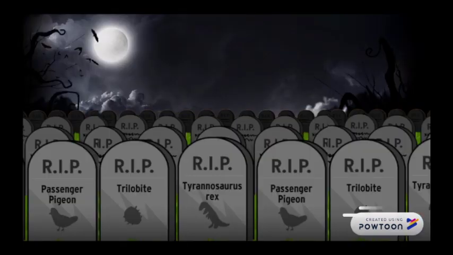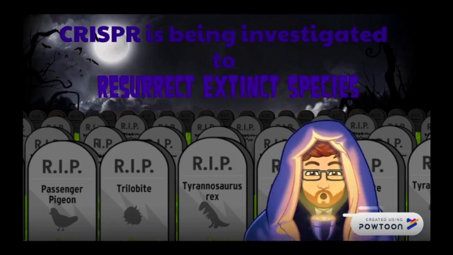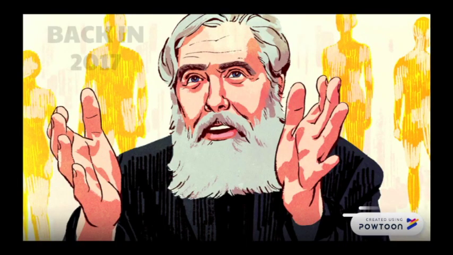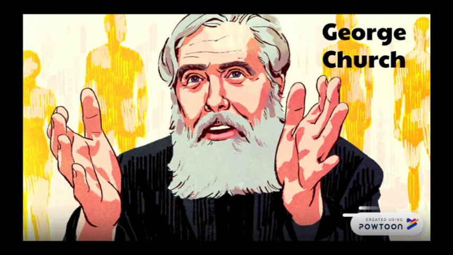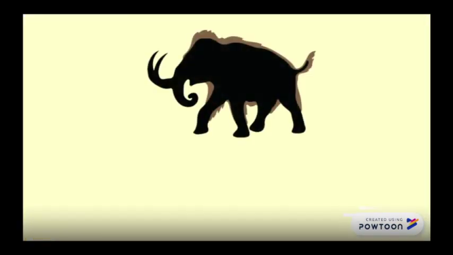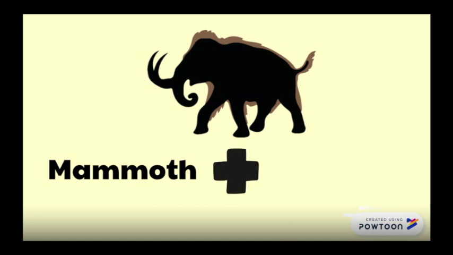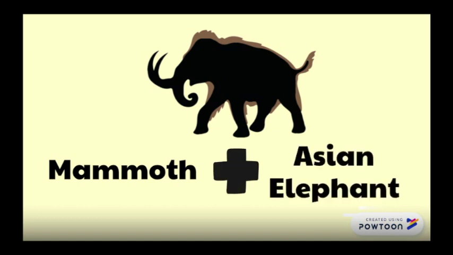To add to that, CRISPR is being investigated to see if it can be used to resurrect extinct species. For example, back in 2017, Harvard geneticist George Church was trying to use CRISPR to resurrect the woolly mammoth. However, it would be a hybrid between the mammoth and the Asian elephant.